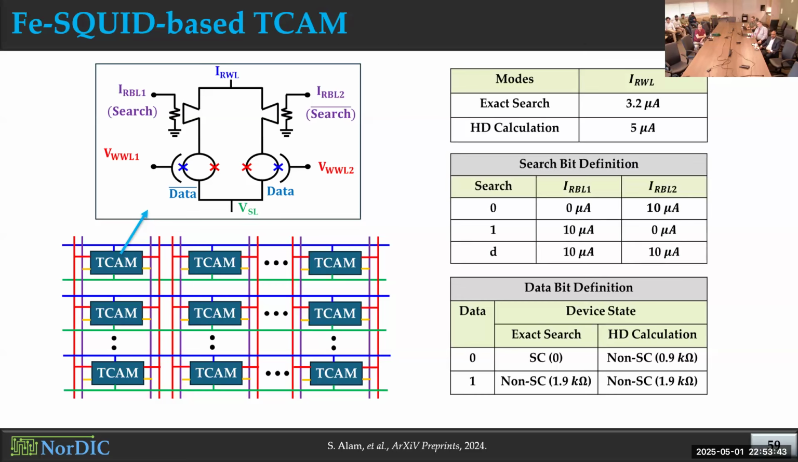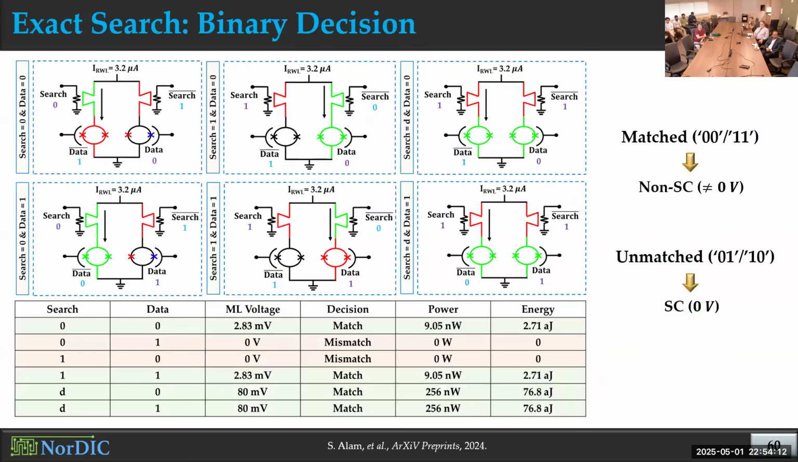For defining the search bit here, we apply the currents to the gates of these two heterocryotrons. For 0 and 1, we apply opposite combinations so that of these two heterocryotrons, one of them will become resistive and the other will remain superconducting. For don't care condition, because in don't care we always want a matching condition, we apply positive current to both the gates of the heterocryotrons so that both of them become resistive in that condition.